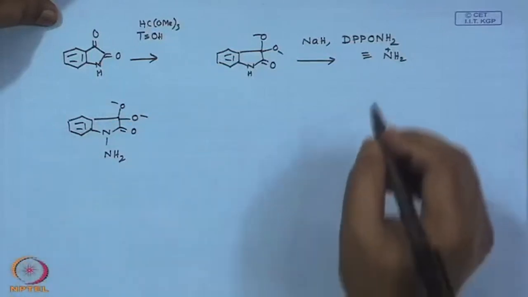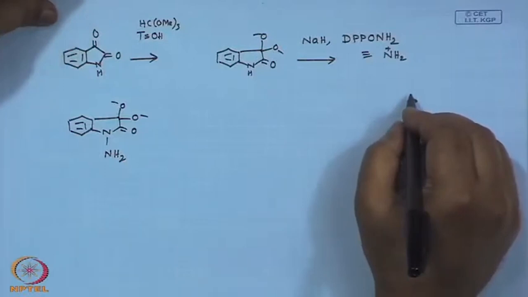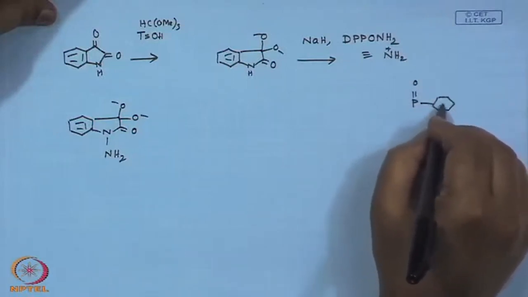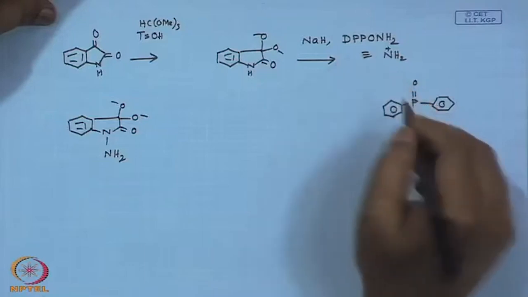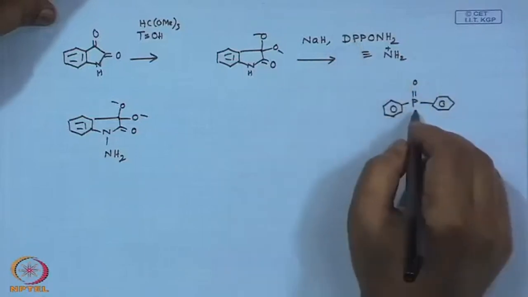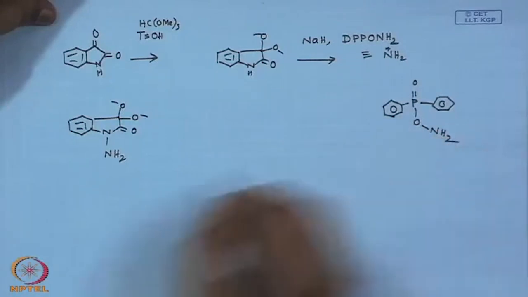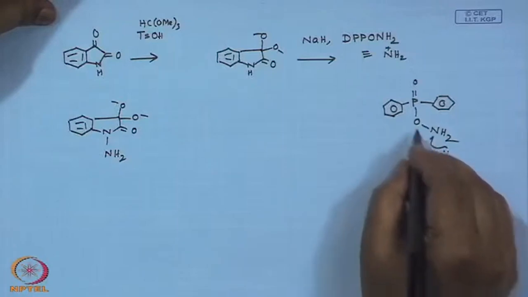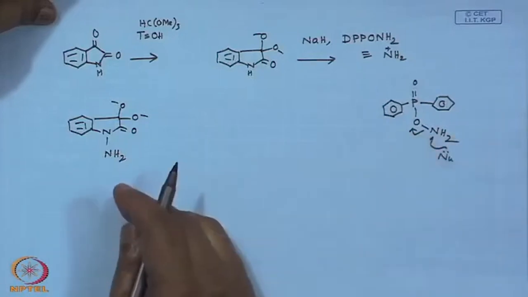And by the way, you have to remember the structures of this one. DPPONH2 is nothing but a phosphinyl hydroxylamine. So it has to be like this: diphenyl, as the name says, right? Diphenyl, and the third part is phosphinyl, and this is O and hydroxylamine. This is the structure. So when a nucleophile attacks this nitrogen, this diphenylphosphinate group comes out as the leaving group. It is a pretty useful one.